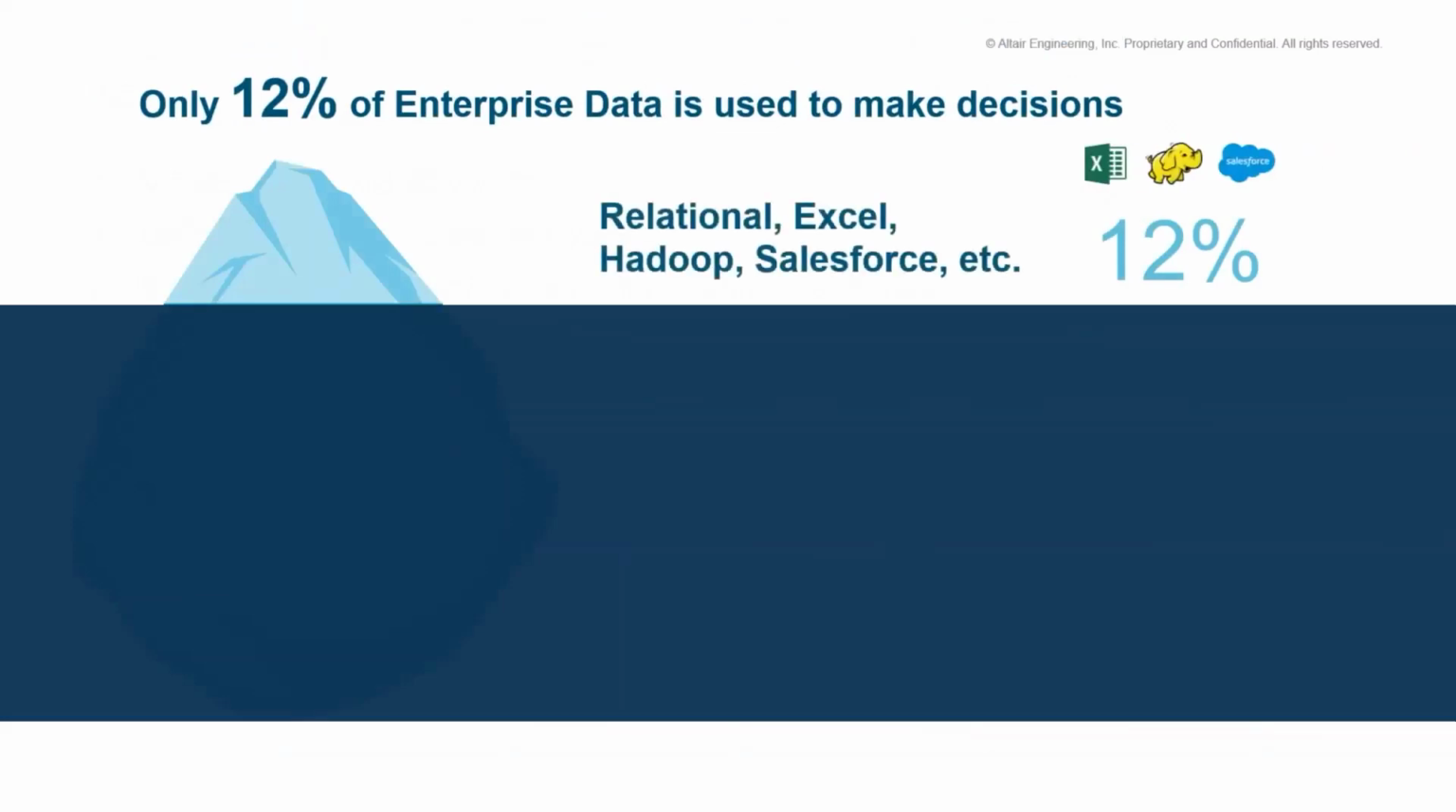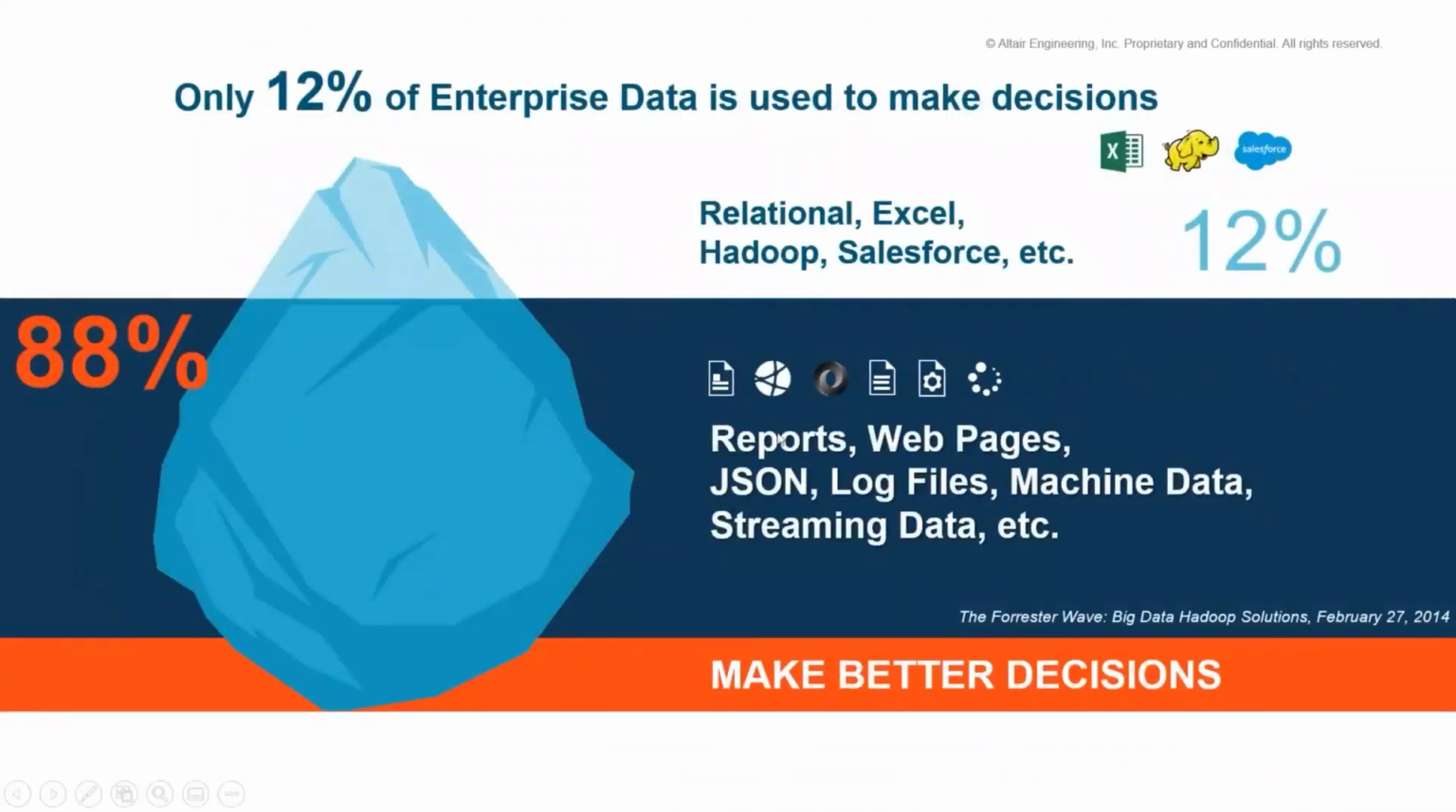From my practical experience, only about 12% of enterprise data is used for making decisions. In any enterprise or company, they hardly use 10 to 12% of the data to generate insights using machine learning. The remaining 88% of the data they have not explored at all. The data is in formats like reports, web pages, JSONs, log files, machine data, streaming data, etc. If you can extract the data out of this 88% and take it into consideration for your machine learning model building, you can build stronger and more accurate models.